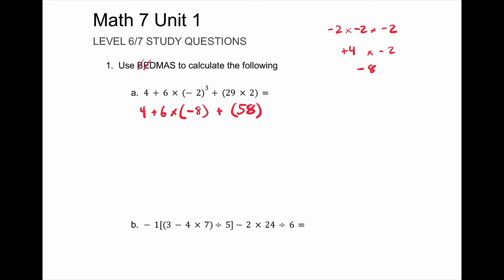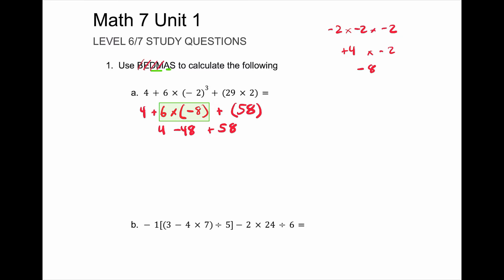Now we're going to move on to division and multiplication. Do I have any division and multiplication? Yes, I have a 6 times negative 8 right here. So I'm going to do that first. 6 times negative 8 is a negative 48. So this is a negative 48, and it's going to be 4 minus 48 plus 58. All the division and multiplication is done.